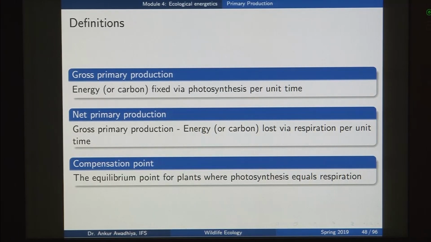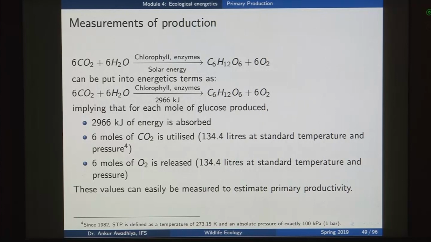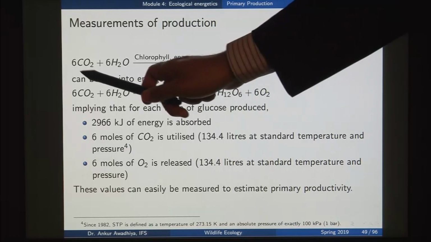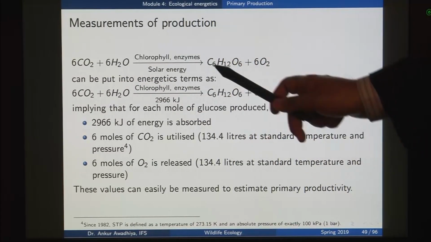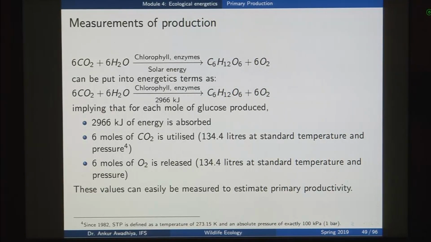Now, how do we measure the gross primary production or the net primary production? Here we have 3 different methods through which we can measure the amount of energy that is being fixed or the amount of carbon that is being fixed. When we write this reaction, 6 CO2 plus 6 H2O in the presence of chlorophyll, enzymes and solar energy gives you glucose plus 6 oxygen.